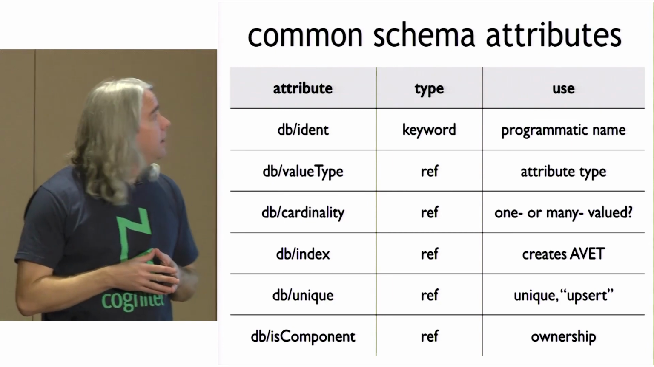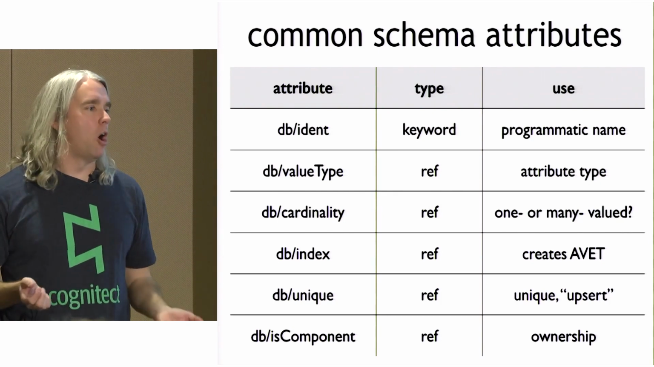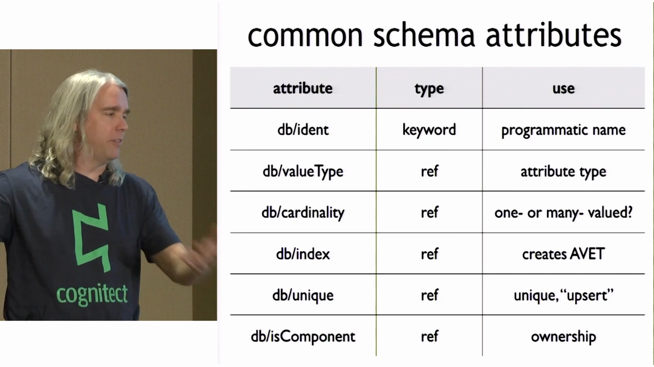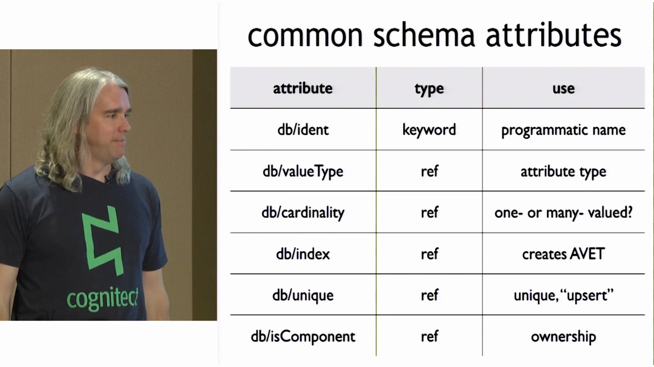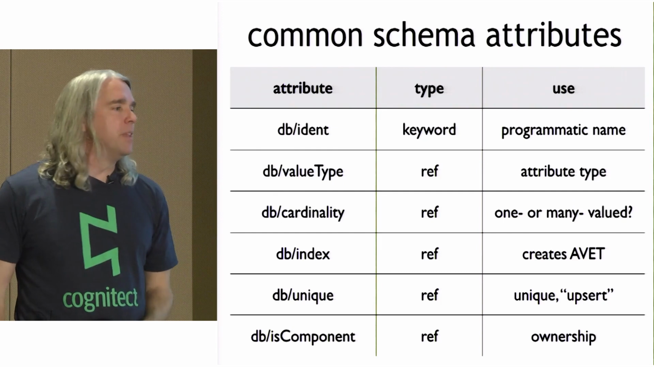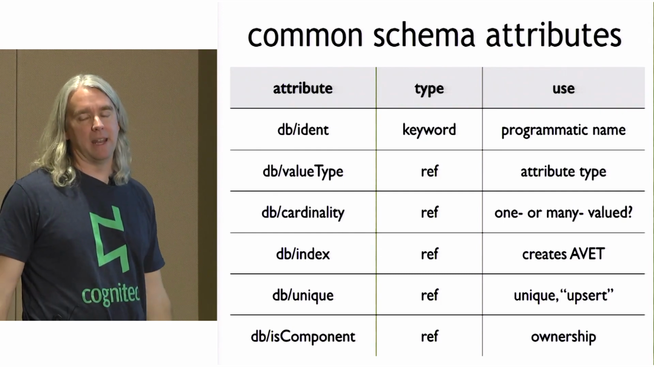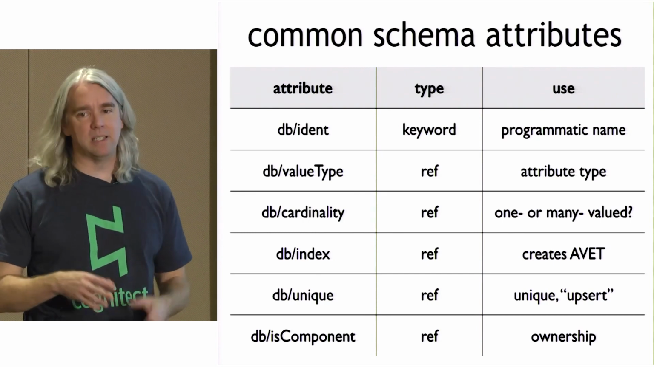DB ident is a programmatic name for your attribute. Right? Attributes are entities just like any other in the system. And so from the system's perspective, you're going to put in something like person first name, and it's going to be like, yeah, that's 1011. Right? That attribute is 1011. But you're not going to want to program with the number 1011. So one of the attributes you're going to set on every schema element is a DB ident. That's your programmatic name. You're going to use namespaces for that, and namespaces are delimited by slashes.